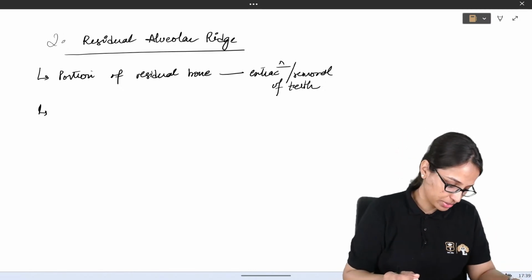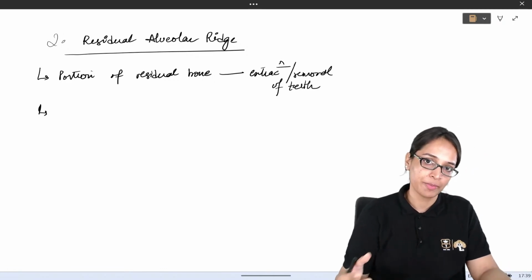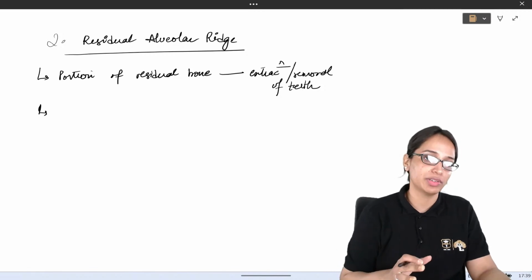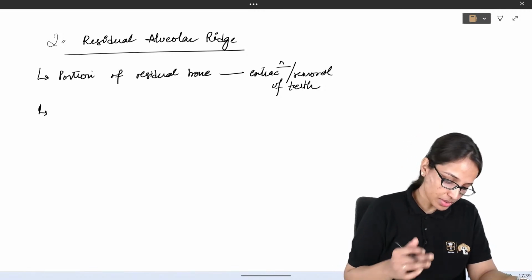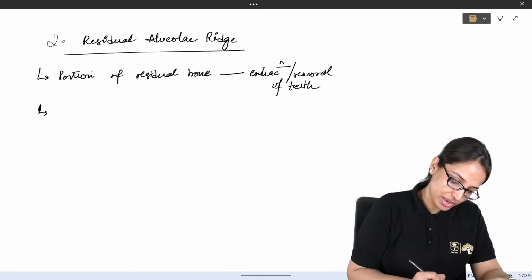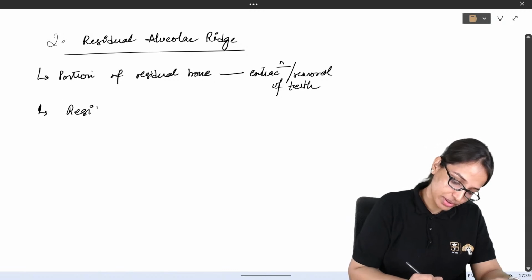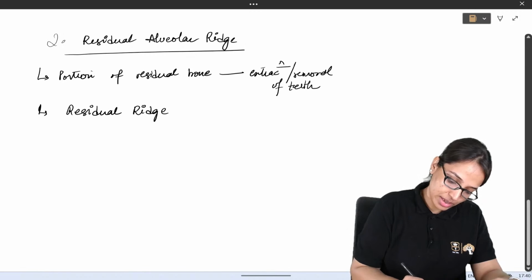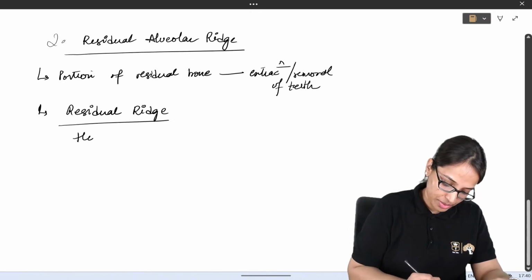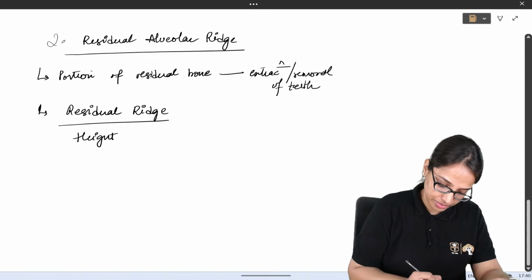So that is very important. When the natural teeth have been removed, the alveolus will fill up with new bone, or osteoid, which eventually mineralizes and remains there. This residual alveolar ridge is very important to study for two main reasons. The reason is the height and the volume.